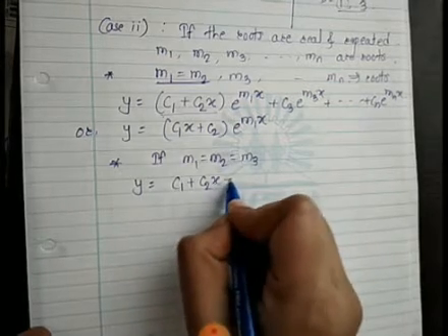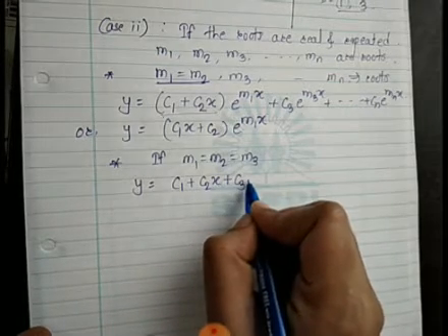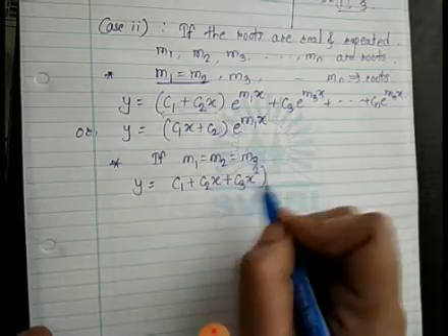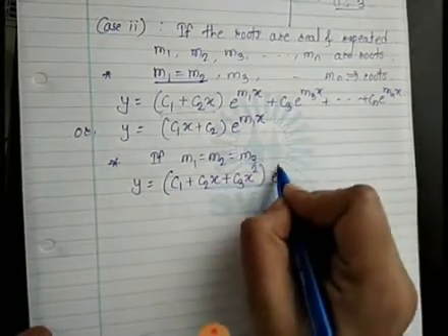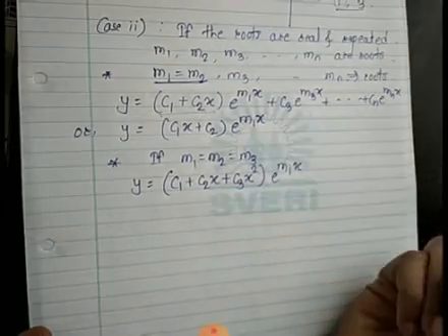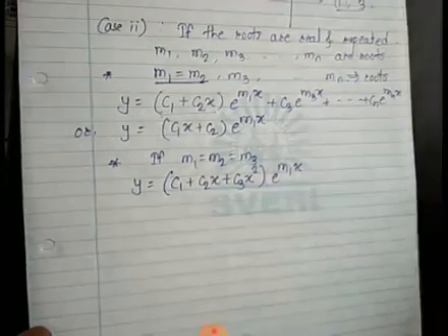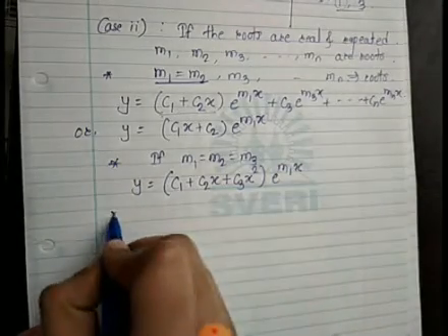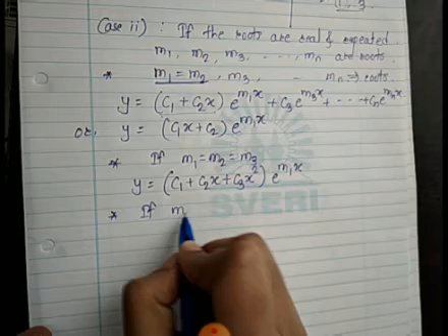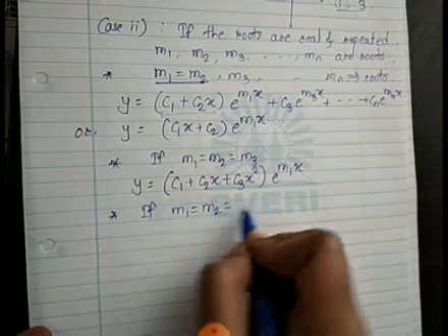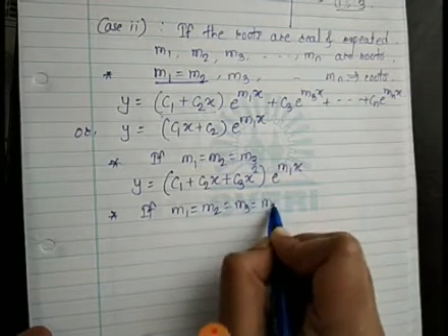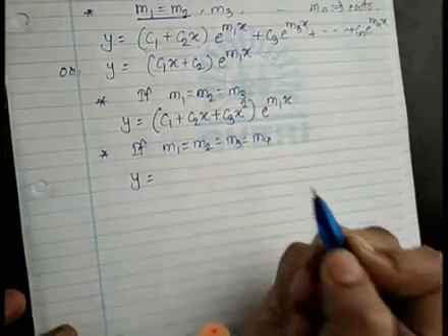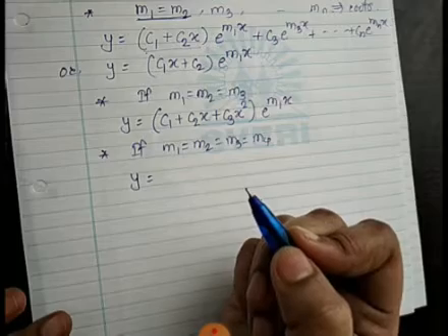Very good. C1 plus C2x plus next C3, but x is already done. The one more x, that is C3x square, into e raised to m1 or m2 or m3, all are same. And beyond that, we know every term will get separate constant, so I'm not going to write. Next is, if m1, m2, m3, m4, all the four roots are same. If it is fourth order and all four roots are same, how to write the solution?